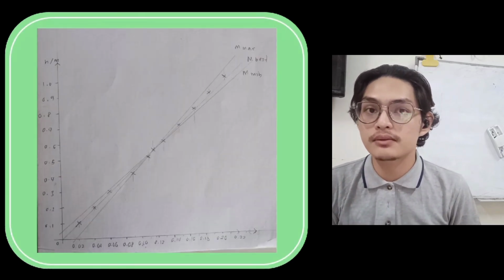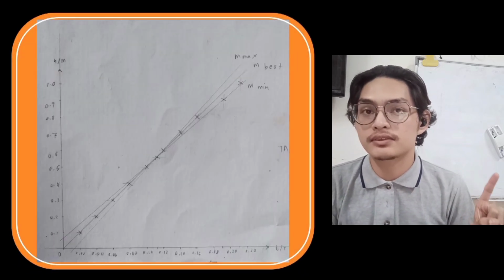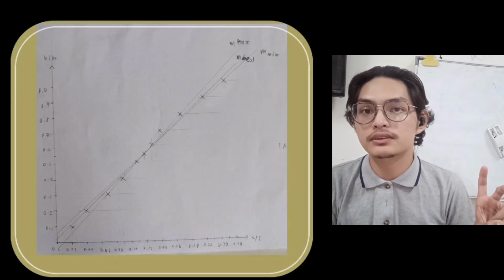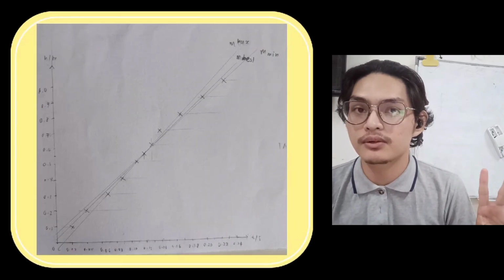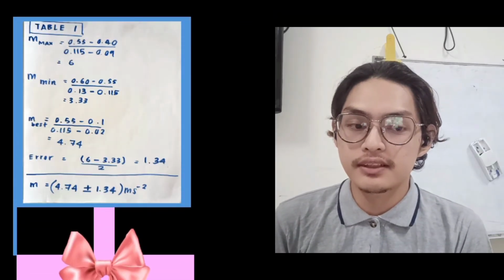So this is the graph for table number 1. This is for number 2. And this is for number 3 and number 4. Next, find the gradient for each graph.